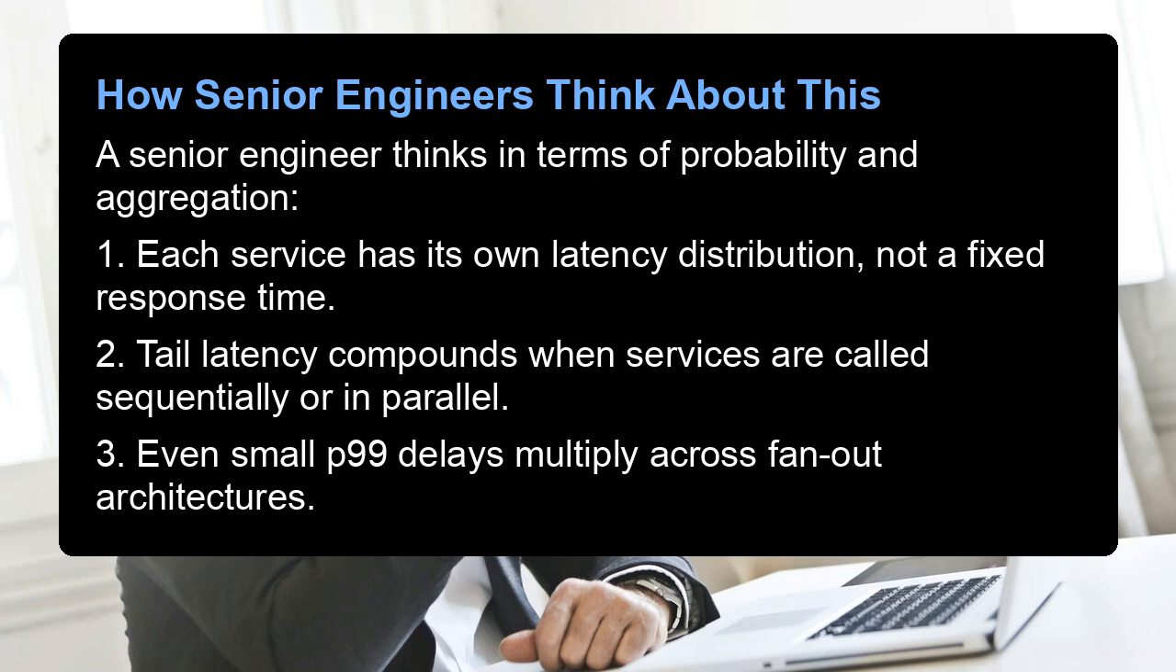How senior engineers think about this. A senior engineer thinks in terms of probability and aggregation. 1. Each service has its own latency distribution, not a fixed response time. 2. Tail latency compounds when services are called sequentially or in parallel. 3. Even small P99 delays multiply across fan-out architectures.